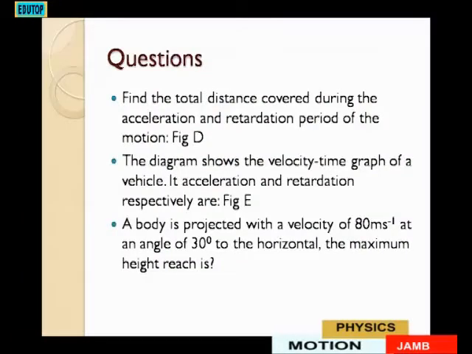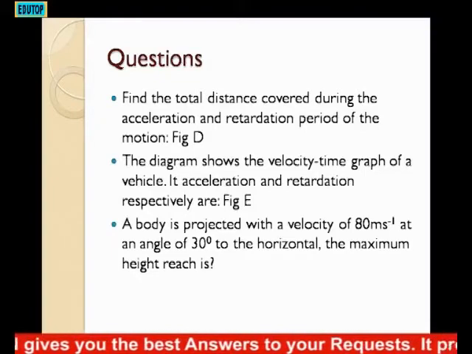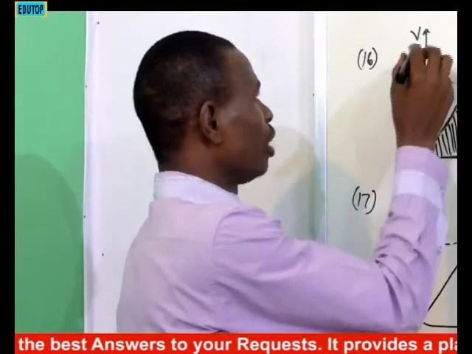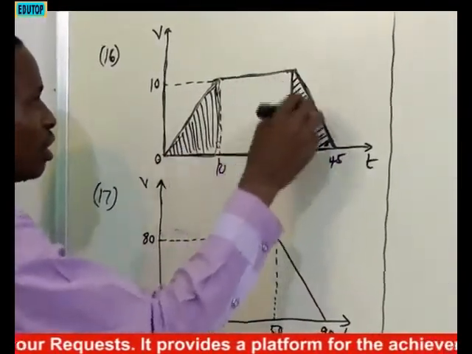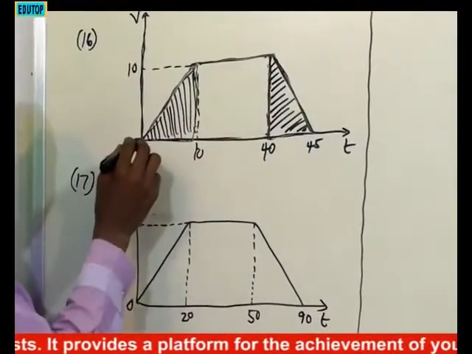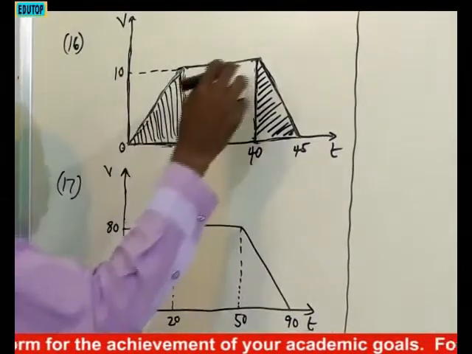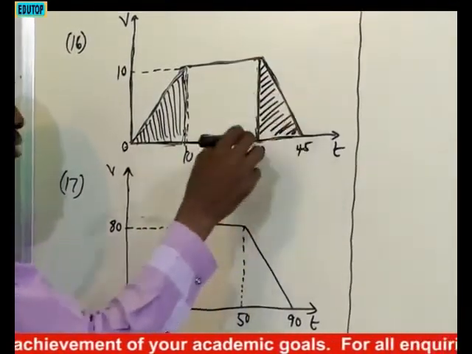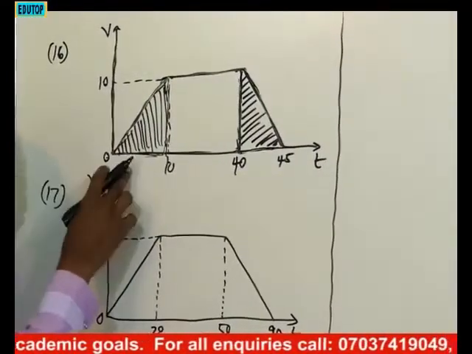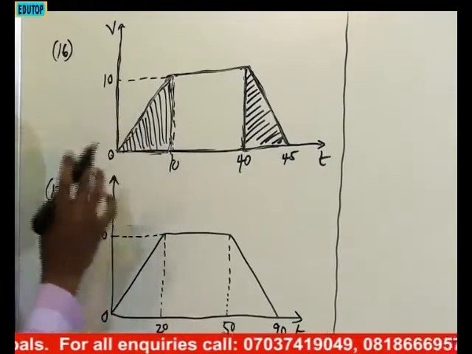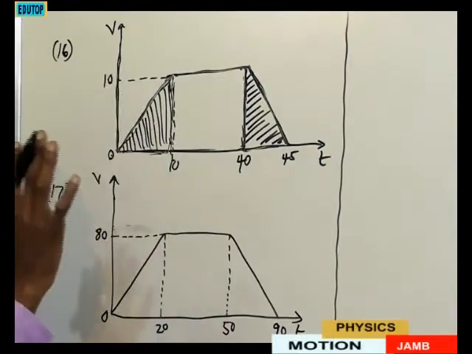The question says, find the total distance covered during the acceleration and retardation period of the motion. We are referring to this figure. This is the acceleration. This is the retardation. In short, the first triangle here is representing the acceleration. The triangle here is representing the retardation. So to find the distance covered for acceleration is as simple as calculating for the area of this triangle.